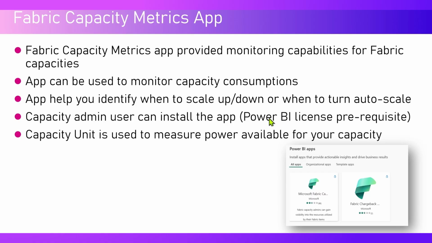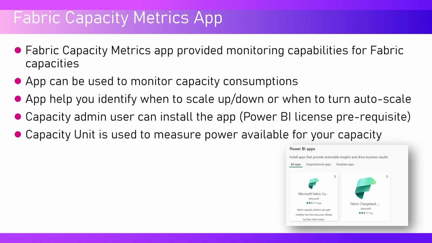All right, so the Fabric Capacity Metrics app. How will you track the consumption? There is a Power BI app available out of the box. You just need to install the Fabric Capacity Metrics app, which provides monitoring capabilities for Fabric capacity. You can buy multiple Fabric capacities, and with the help of this Power BI report, you will be able to view the consumption. The app helps you identify when to scale up or down, or when to turn on autoscale. A capacity admin user can install the app.